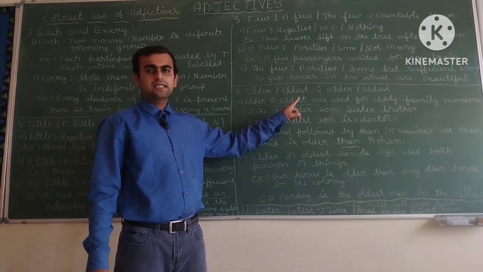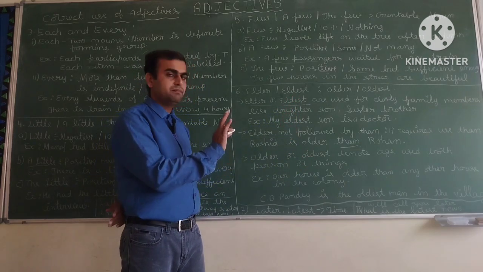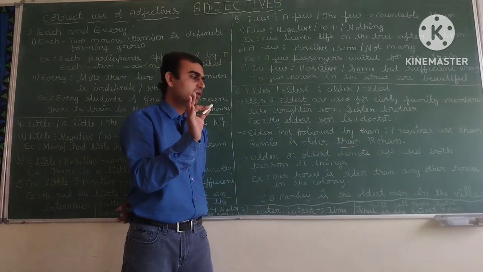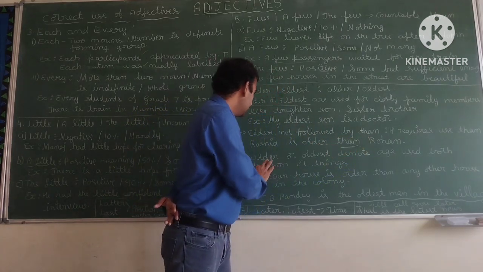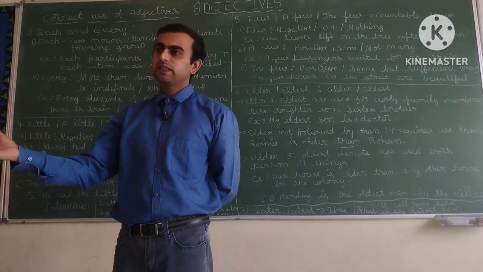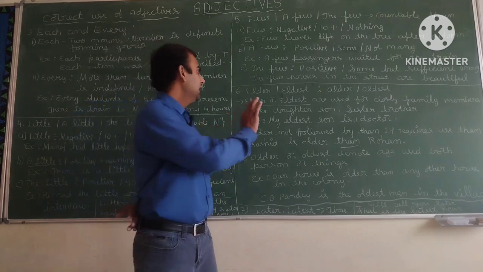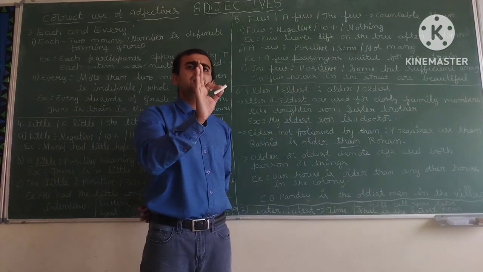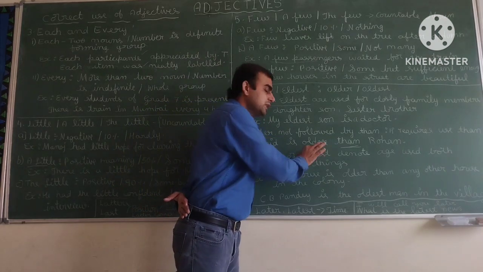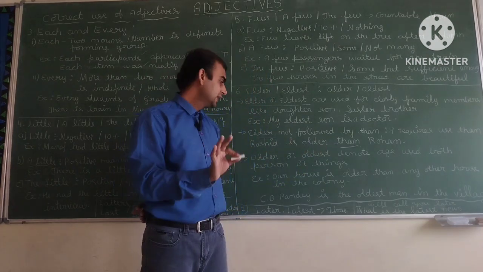Third one, older and oldest. Elder and eldest I said we use for closely related family members. Older and oldest denote age, and we use them for both persons and things. Elder and eldest we use only for a person, that is also a closely related family member. Older and oldest we use for person or things.